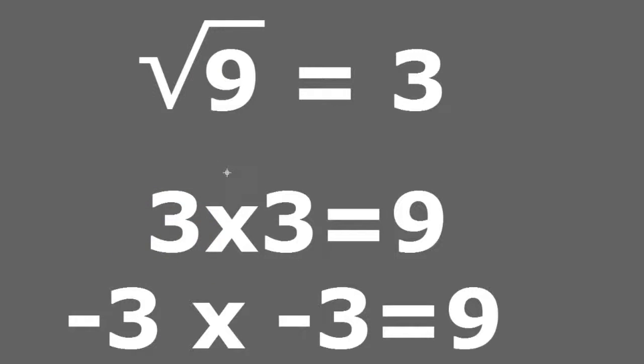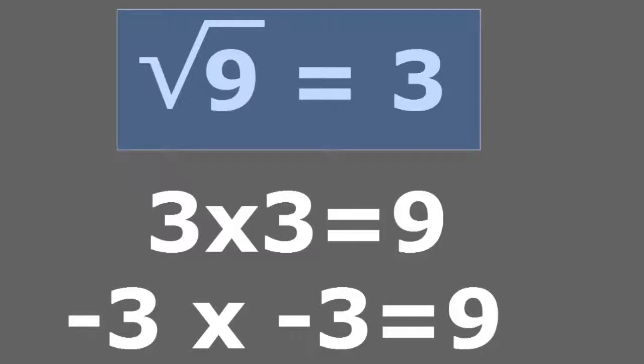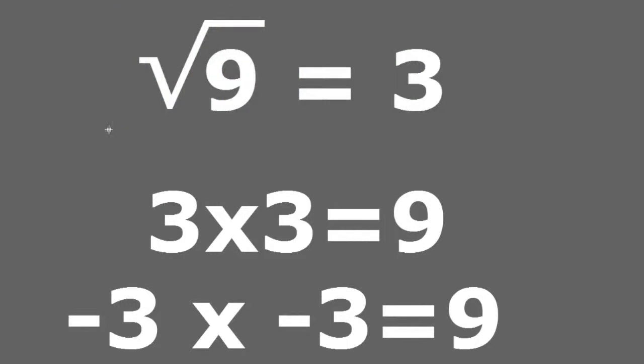So the real question that we must ask when we see this symbol with a number on the inside is, what is the positive number that when multiplied by itself equals the radicand, the number inside of the radical sign? So, to answer the question correctly, what is the principal root of the number 9? The principal root of the number 9 is positive 3.